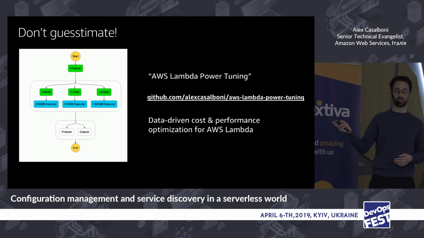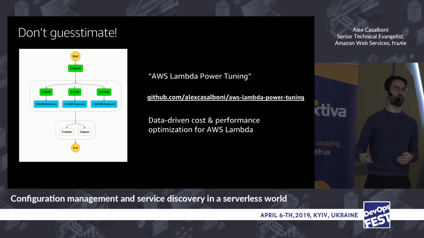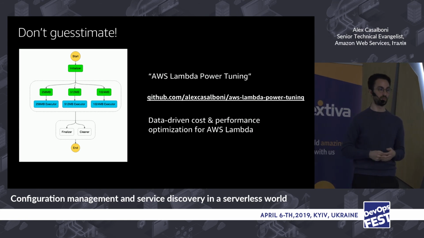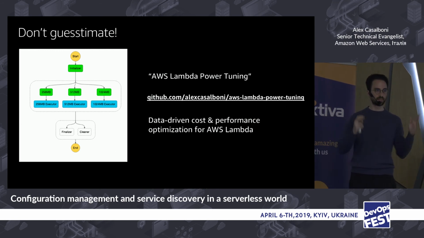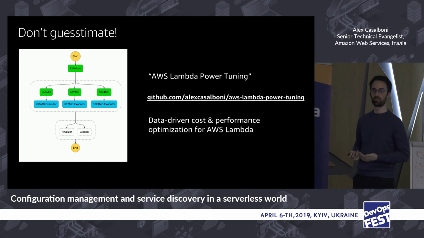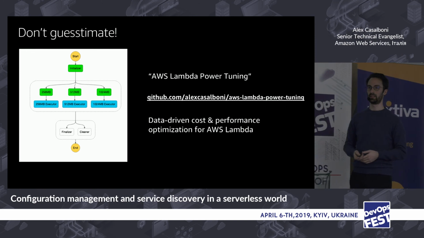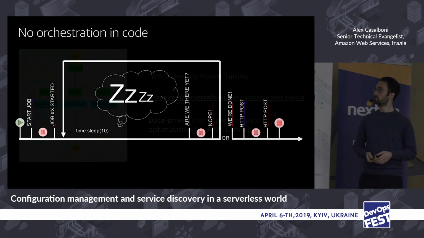I've seen some customers using this project as part of their CI/CD automation. So you deploy a new version of the code, you run this, you find the optimal memory configuration, and then you deploy with that configuration. So I think it's a good data-driven way of optimizing your functions. You don't have to guesstimate or randomly estimate or always use the same value.